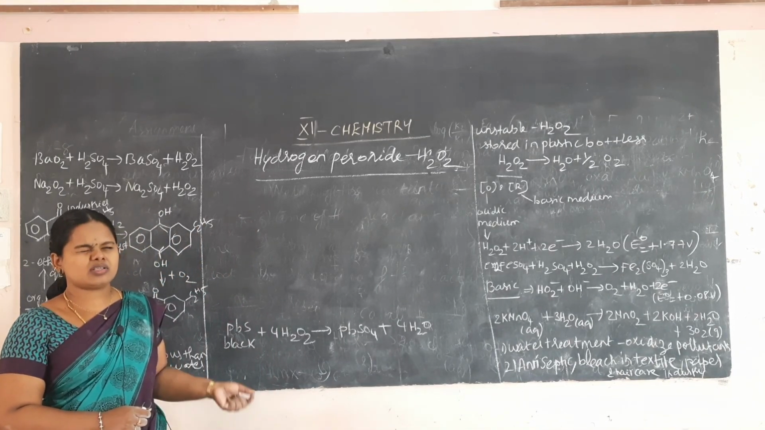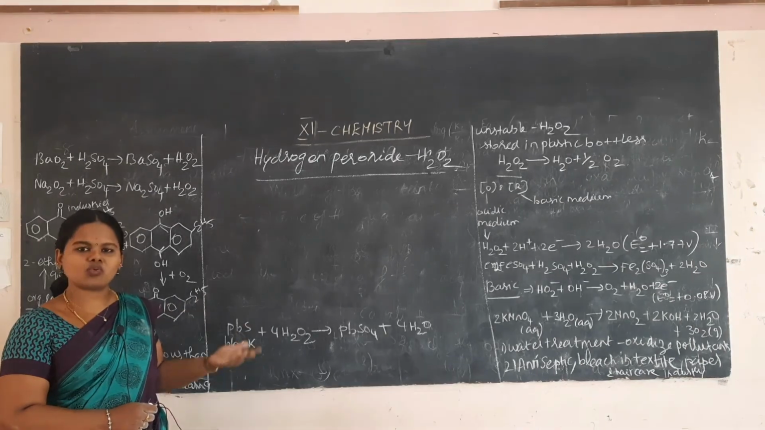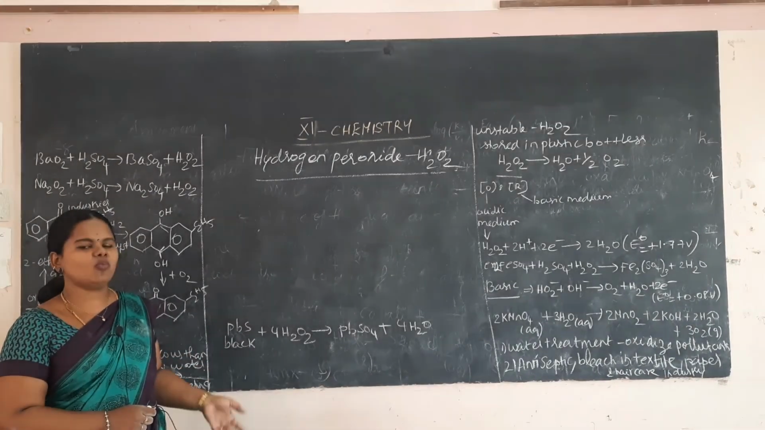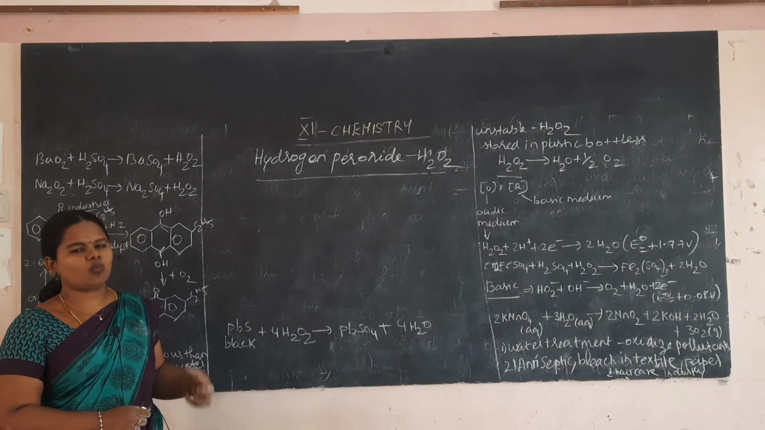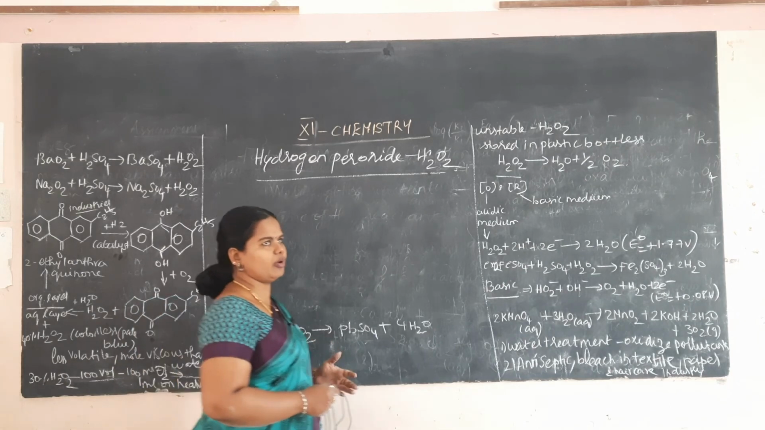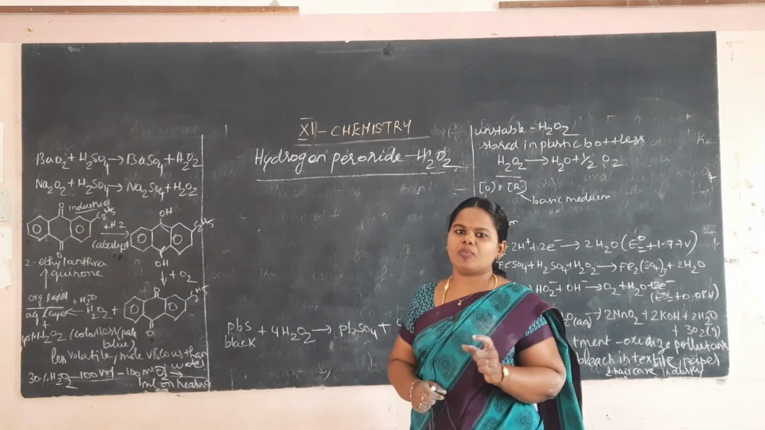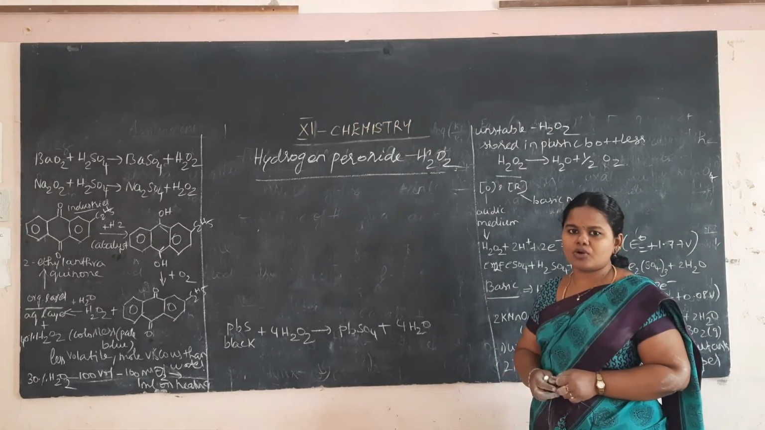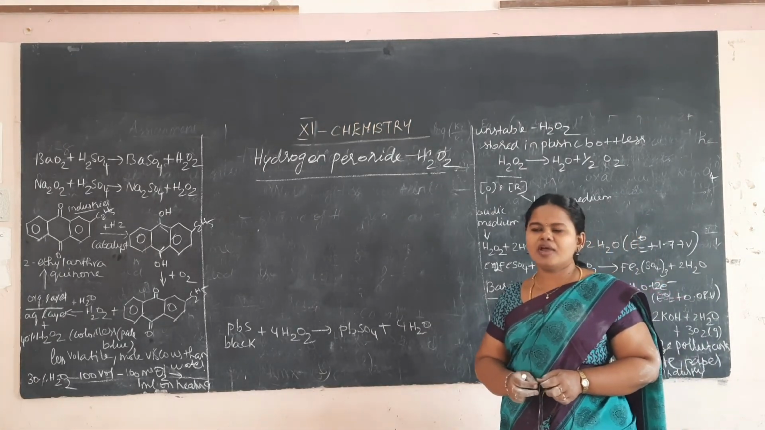Colorless, or some pale blue in color, less volatile, more viscous than water. On an industrial scale it is sold as 100 volume, and 1 ml on heating will produce 100 ml of oxygen. So that is all about the physical properties of hydrogen peroxide.